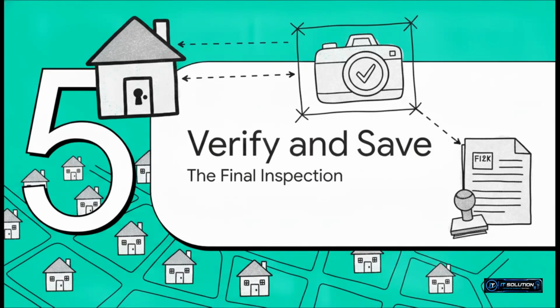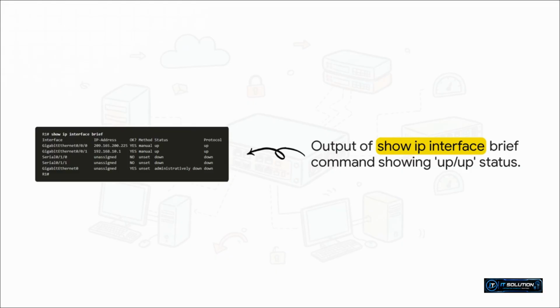Finally, Phase 5, verifying and saving configuration, taking the picture and locking it in. Our digital house is fully built and mapped. Now we take that final inspection photo to prove it works. By issuing the show ip interface brief command, we get a really clean summary of our network ports. Look at GigabitEthernet 0/0/0 and 0/0/1.